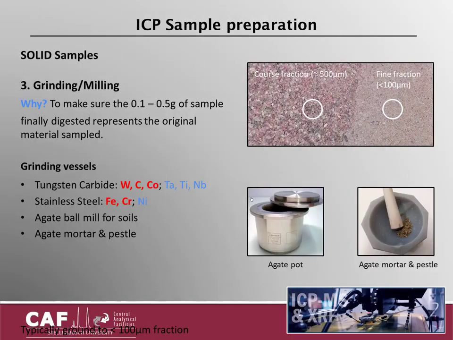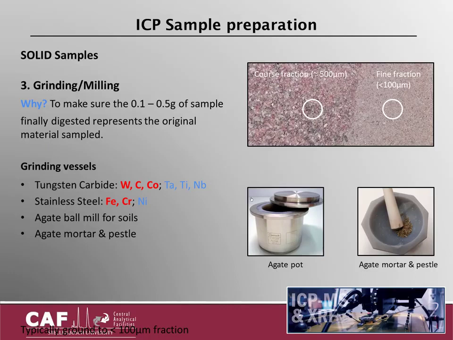Most solid samples will undergo a grinding or milling step to reduce the coarse fraction, which could typically be around 500 microns, down to a very fine fraction of less than 100 microns, in order to ensure a homogeneous sample material from which we will eventually take 0.1 to 0.5 gram of sample for digestion. Various grinding vessels can be used, but they may or may not contribute some trace metals in the process.